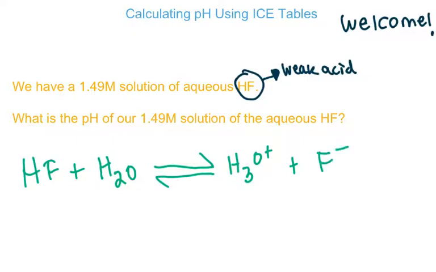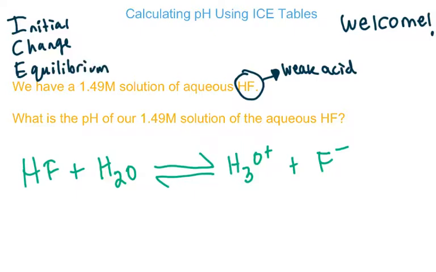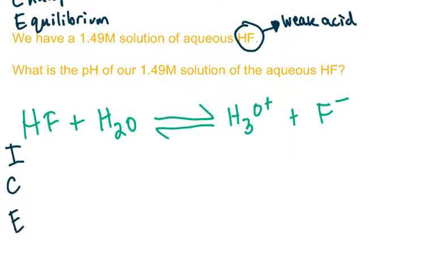Next, our next step is to do our ice table. Our ice table represents our initial, our change, and our equilibrium state of a reaction. So let's just write that down. Our ice table stands for initial, change, oops, we already have a C there. It's going to be initial, then change, and then equilibrium. And we'll see how this works in a bit. So let's write our ice table down, and we'll see why we need it.